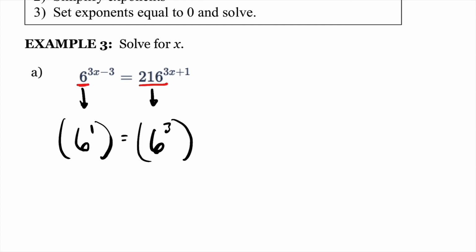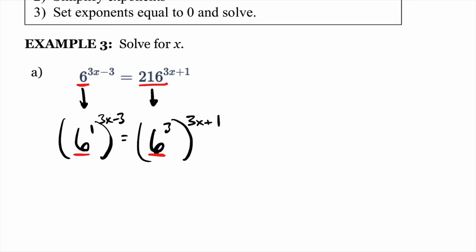That's the first thing. So the common base is going to be 6, okay? Bring everything down I haven't used. So I haven't used the exponents yet. So this is still 3x minus 3, and this is still 3x plus 1, okay?